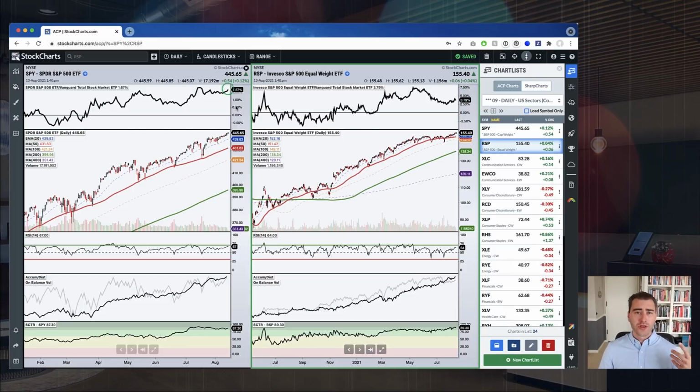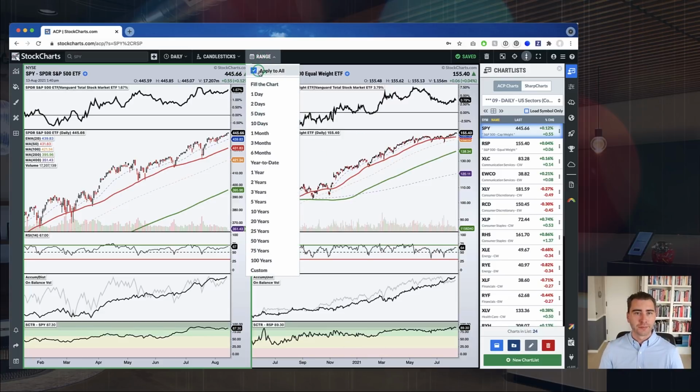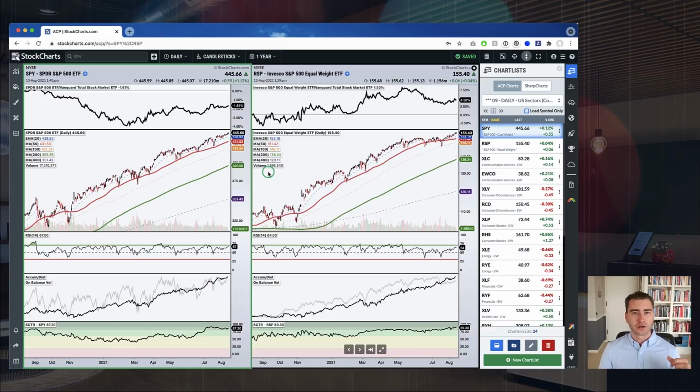But here, what you can see is that because we've opened up this second chart right next to it, we've now got the S&P 500 here in cap weighted flavor, and then we've got the S&P 500 in equal weighted flavor. Now I'm going to open up this range menu. I've got apply to all checked, so anything that I select in this menu is going to apply to all of the charts on the screen. So I can actually click here, change these both to be 1 year charts. And now I've got these right next to each other.